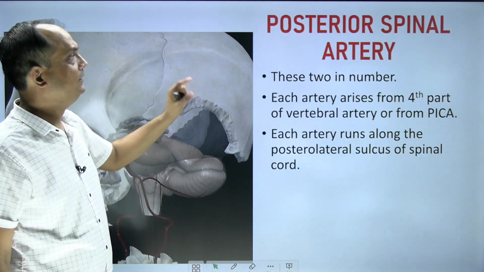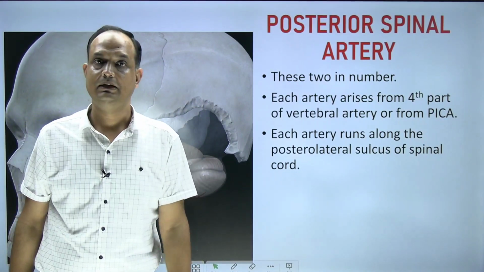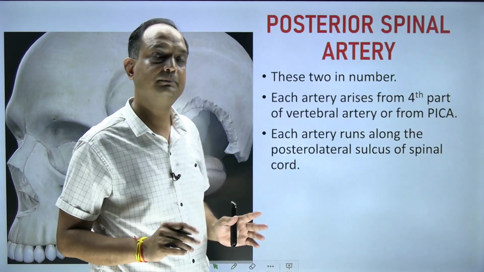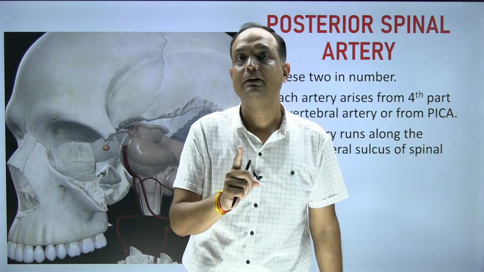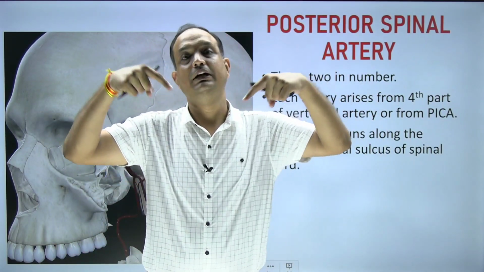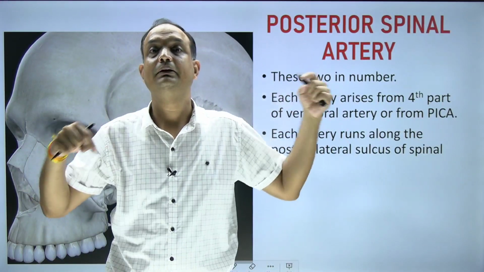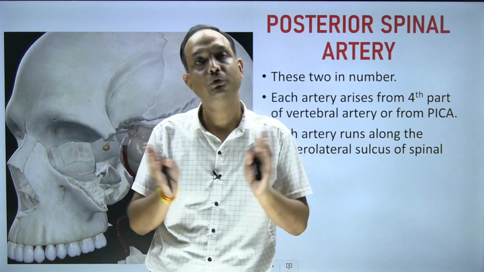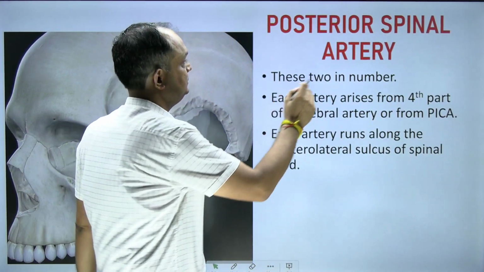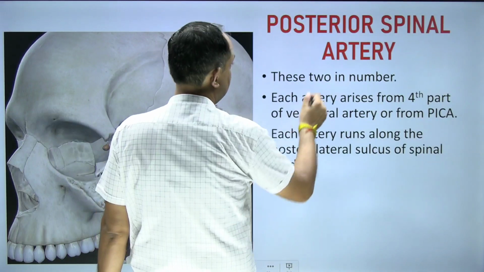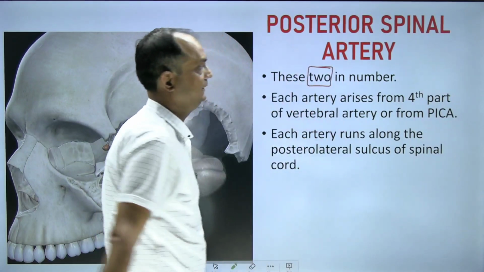Now, what about the posterior spinal artery? My dear students, you have to keep in mind that the anterior spinal artery is an unpaired artery, though there is an origin of right and left. Here, the origin is also right and left, but these arteries do not fuse. That means the posterior spinal arteries remain separated. So, you will find there are two posterior spinal arteries.